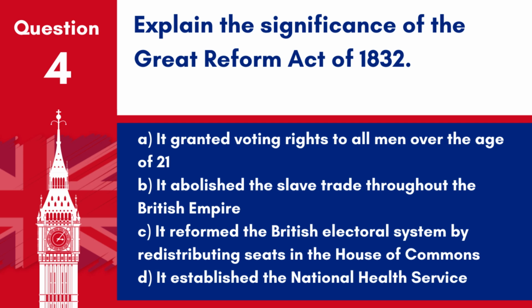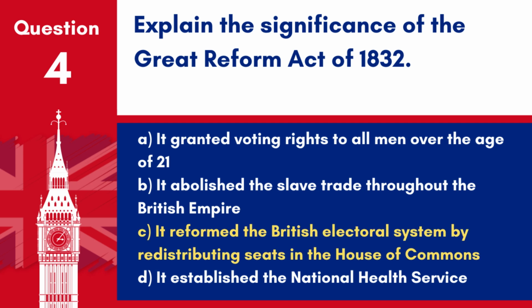Question 4. Explain the significance of the Great Reform Act of 1832. A. It granted voting rights to all men over the age of 21. B. It abolished the slave trade throughout the British Empire. C. It reformed the British electoral system by redistributing seats in the House of Commons. D. It established the National Health Service.